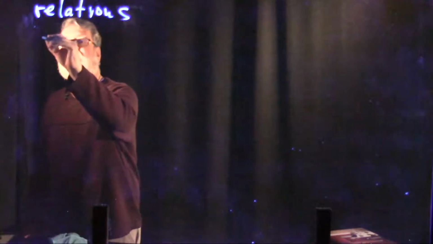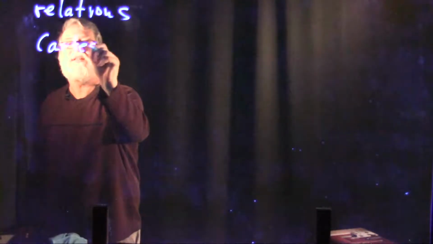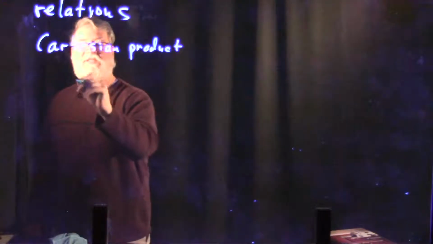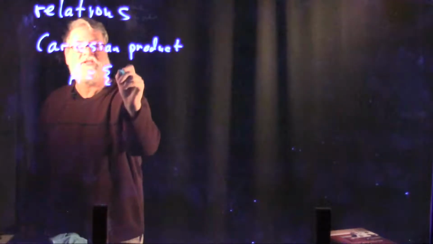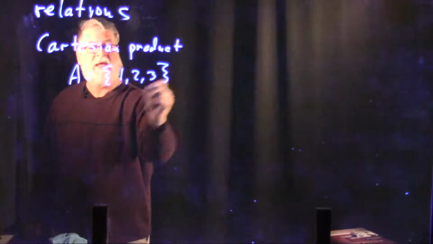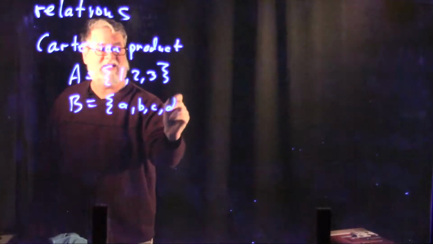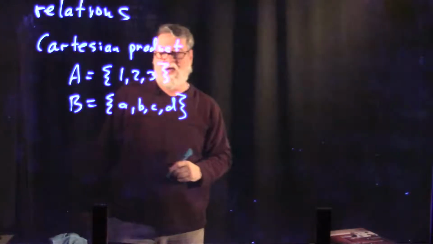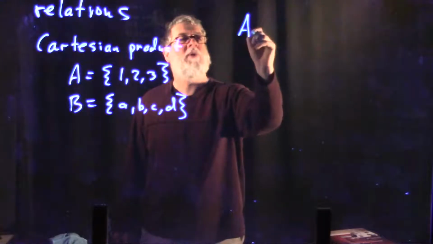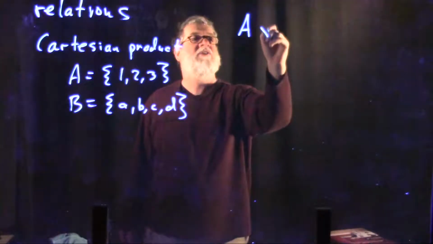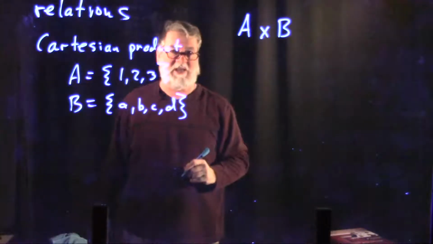So first of all, what is a relation? Well, to talk about what a relation is, we need to talk about the Cartesian product of two sets. If you have a set A, let's suppose it's 1, 2, 3, and a set B, let's suppose it's a, b, c, d. No reason sets have to have numbers. They could have other things. The Cartesian product, well, you know what we can do. You know how to calculate A union B, A intersect B, and so on. The Cartesian product is written A cross B, A x B.